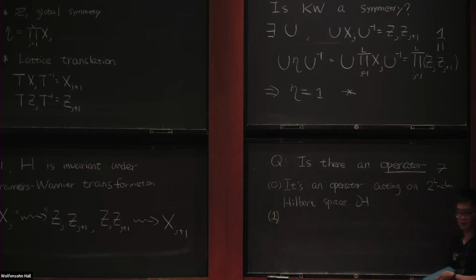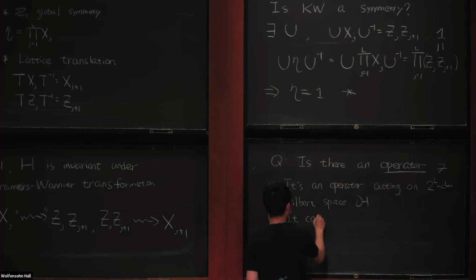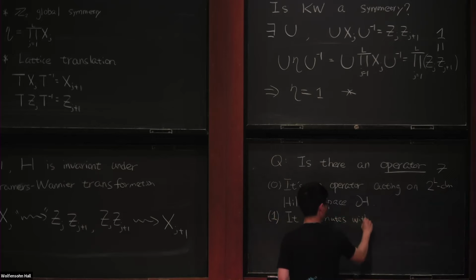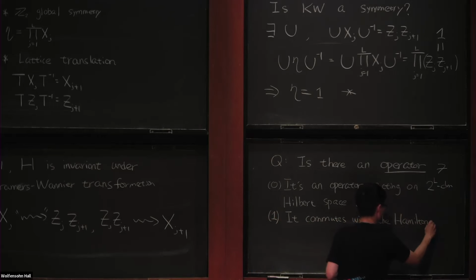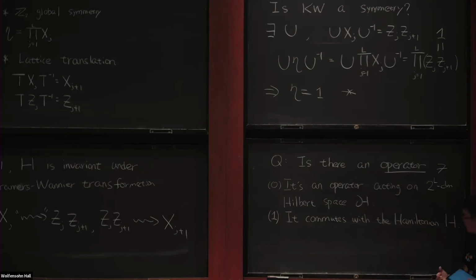The next condition is that I want this to be some sort of symmetry. So at least I want it to commute with the Hamiltonian. This is not all I ask for symmetry to satisfy, but for the symmetries we're interested in this series of lectures, this is at least a necessary condition.